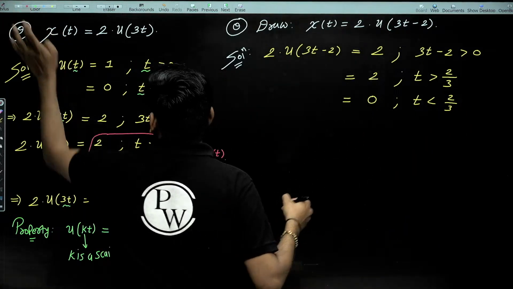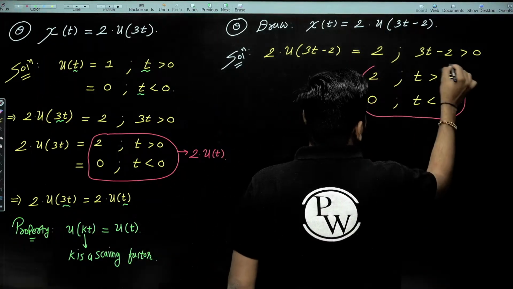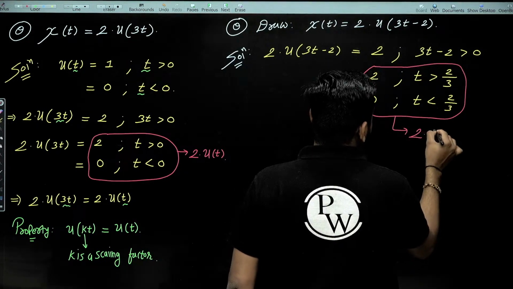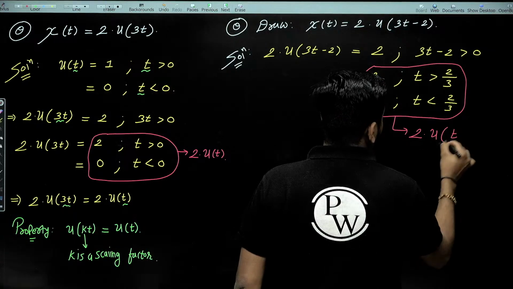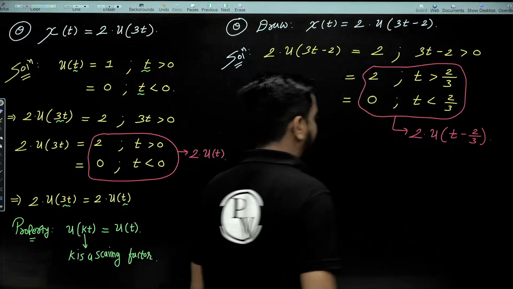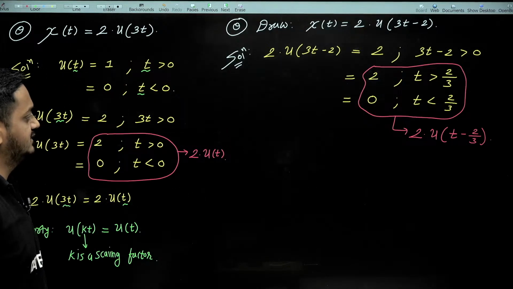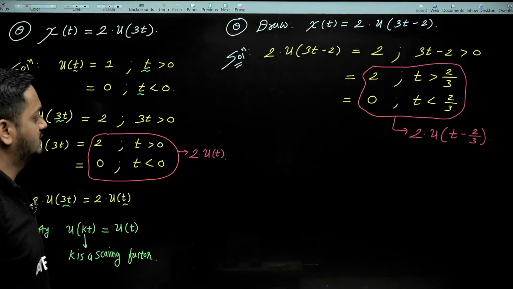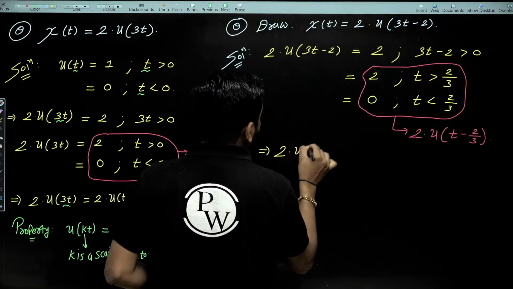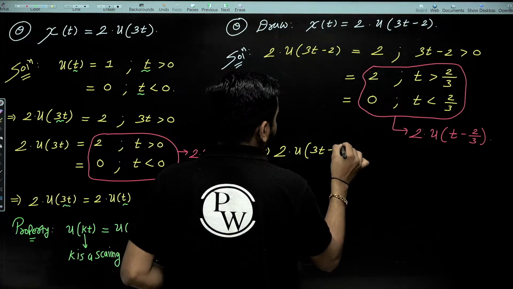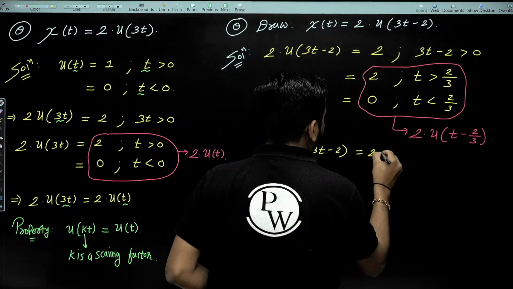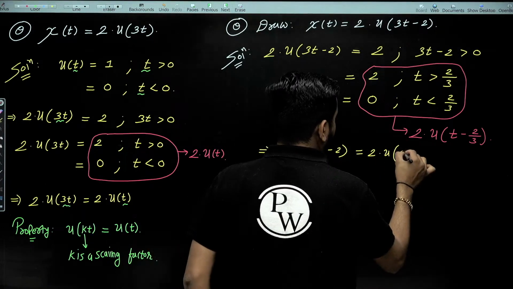So what can you write instead of this, guys? Can you write it like this? It's starting from 2 by 3, so 2 times the step function u of t minus 2 by 3. Can you write like this? So what did we actually get? We got 2 times u of 3t minus 2, guys. The scaling factor is 3, but you cannot directly remove the scaling factor. First of all, you have to take the scaling factor common.